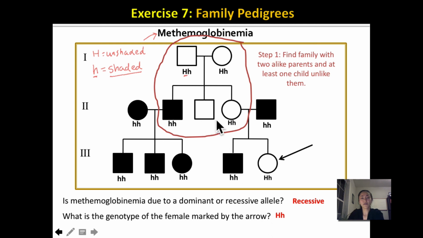What about this individual here? This is our last individual left. Let's just do this for fun. Well, this individual has to have a big H, right? Because they're not shaded in. But they could be big H, big H, or big H, little h. So there's not enough information. They could be homozygous dominant, or they could be heterozygous.